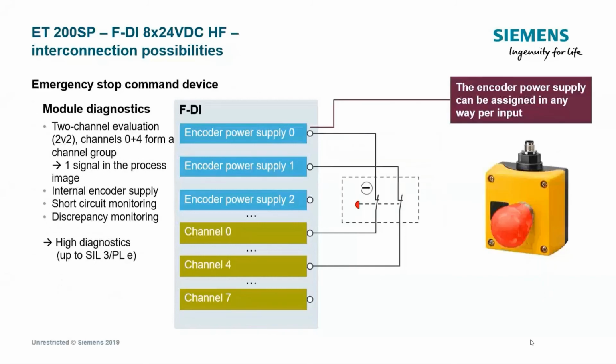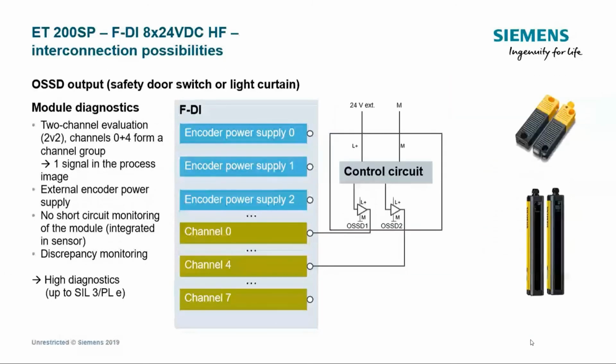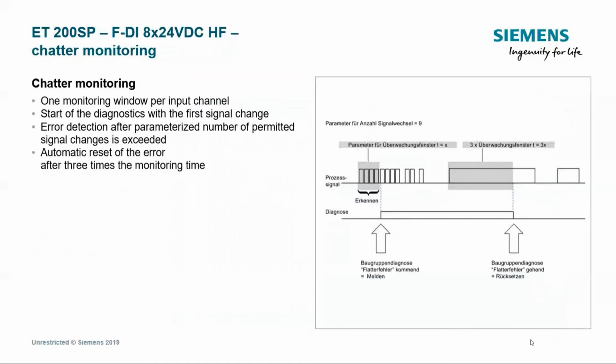So that was one example, emergency stop. Another example is using safety barriers or door sensors, again for applications reaching Category 3 or performance level E. And this is one of the diagnostic features that you find in a fail-safe DI and not in a standard one.